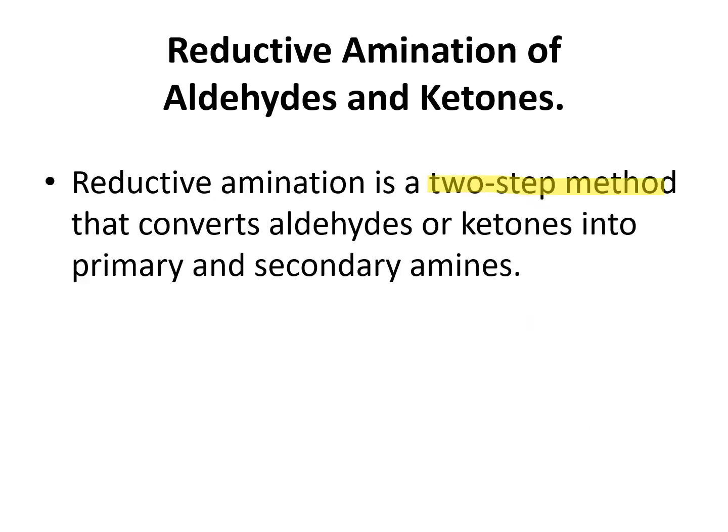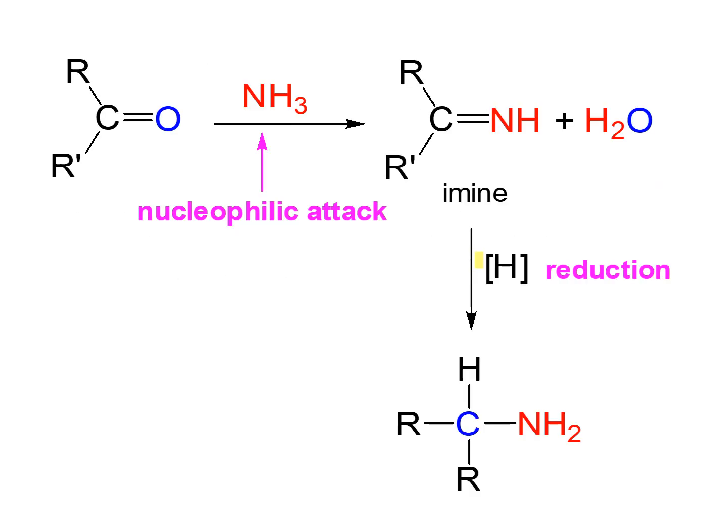And we have reductive amination of aldehyde and ketone, where reductive amination is a two-step method that converts aldehyde or ketone into primary and secondary amine. So for example, we will start with nucleophilic attack. If you still remember this nucleophilic attack, to make it simple, because we are not going to look at the mechanism in detail here, you just attach NH3 to the oxygen part, where you need to remove water in the middle.